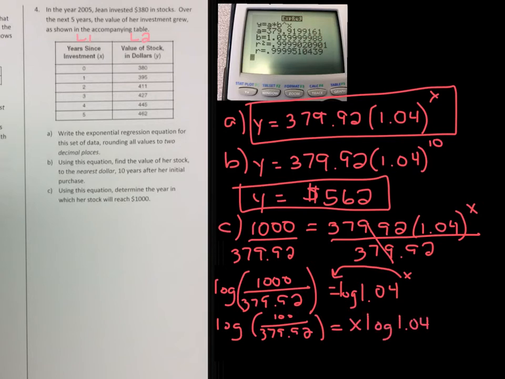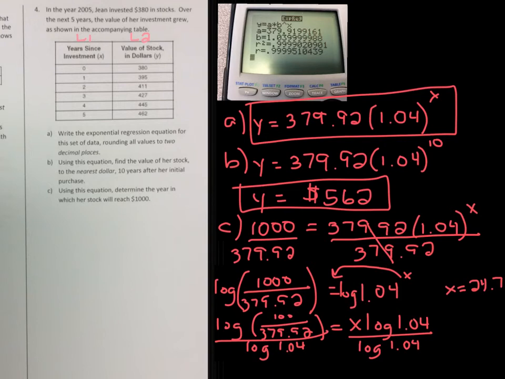So now all we have to do to get the x by itself is just divide both sides by log of 1.04. All right, so that you guys are going to have to do in your calculator. And you wind up with x being equal to, I'm going to round for right now, 24.7. Okay, now it takes approximately 24.7 years for the value of her stock to reach $1,000.